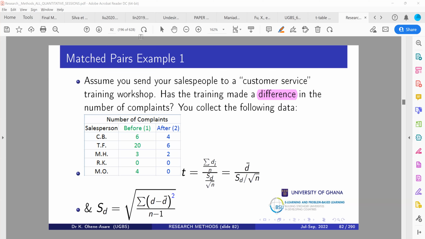How many more complaint reductions does TF have than MO? You raise your hand, and I know many of you are going to get this. So just think. If you don't know, don't raise your hand. Don't write it. If you know, don't guess. Once your brain tells you, let me hear, because you must have done some calculation before you tell me the answer.